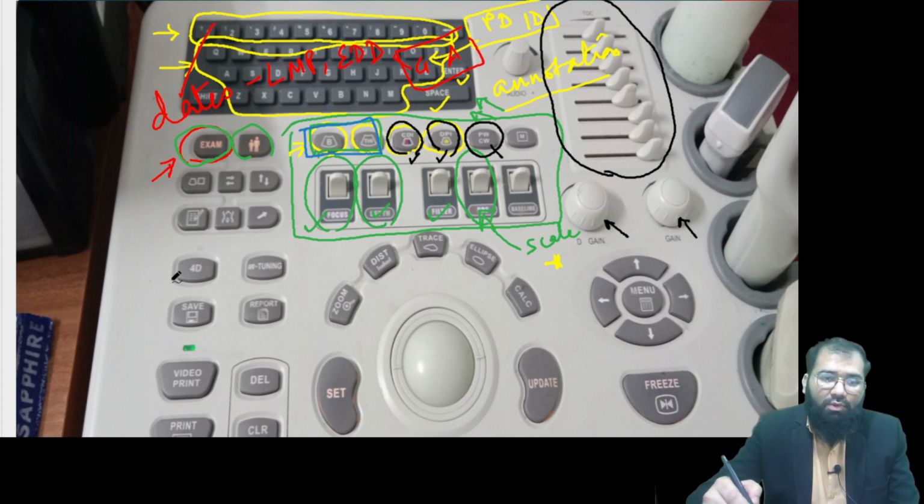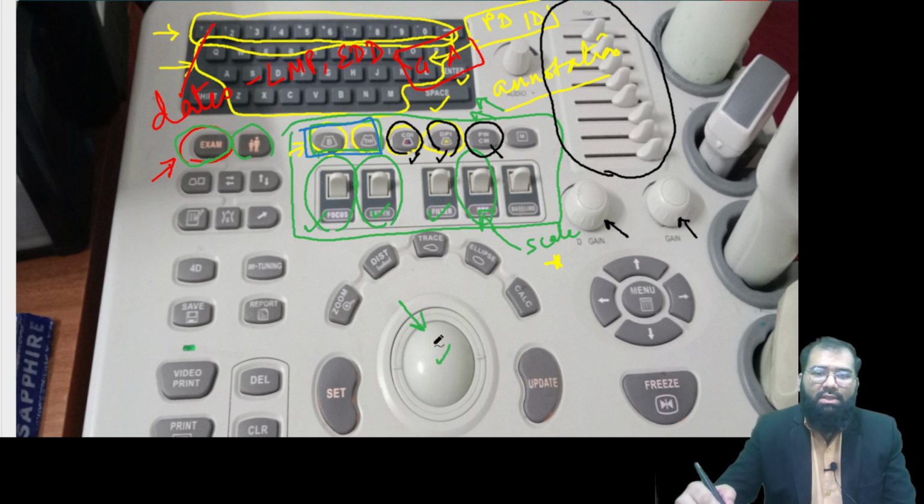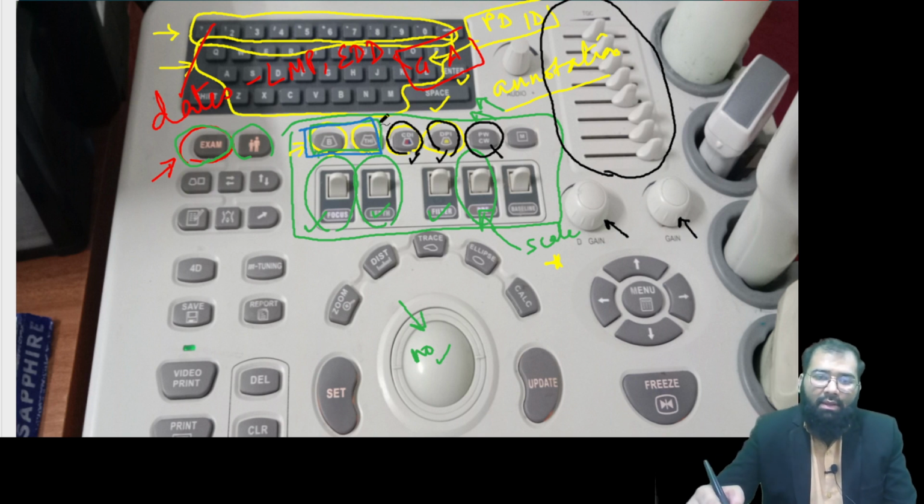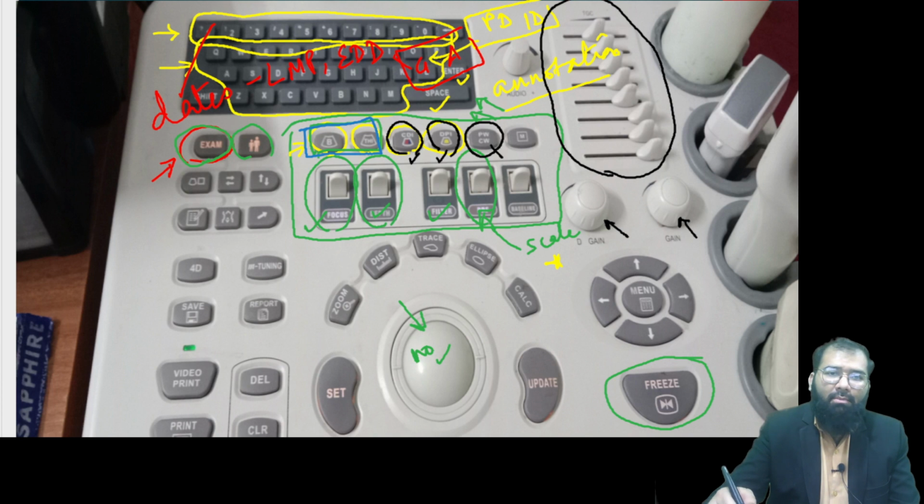Now let us move to other important parts of this keyboard, that is you have got a scroller. So this is just like a mouse or the scroller part which helps you to take arrow keys wherever you want. Next, you have got various other buttons, out of which very, very important is this freeze. Freeze button is a very important button.